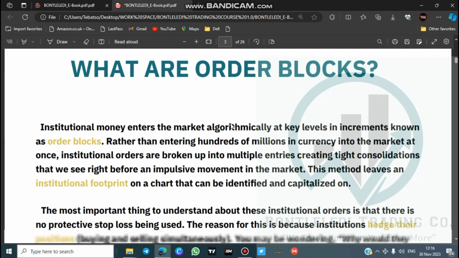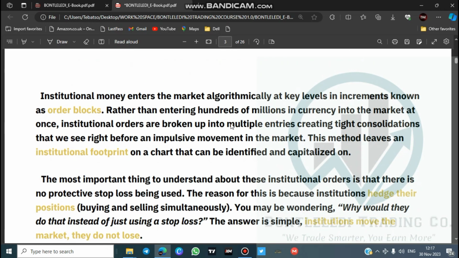Someone might be asking how we see that the big boys have just jumped into the market. What you will see is a very huge candlestick. Whenever they jump in, you will see a huge candlestick going upwards or a huge candlestick going downwards. That's when you know that this is not normal, the big boys have just jumped in.